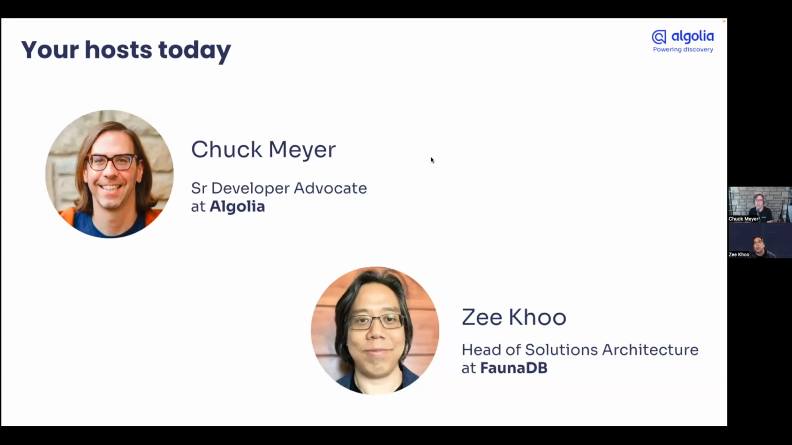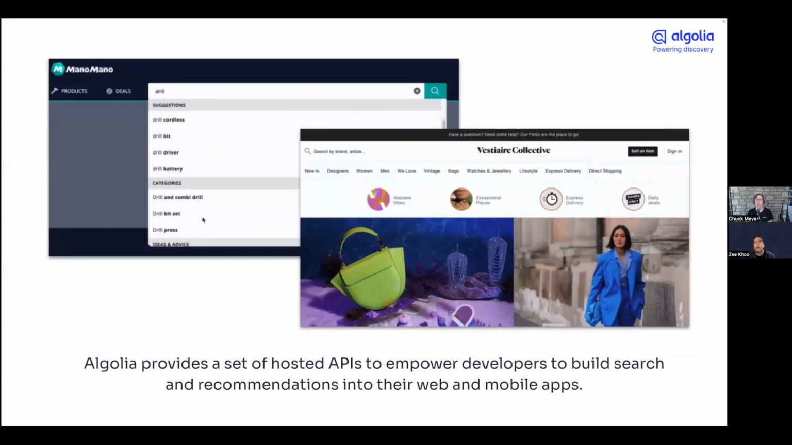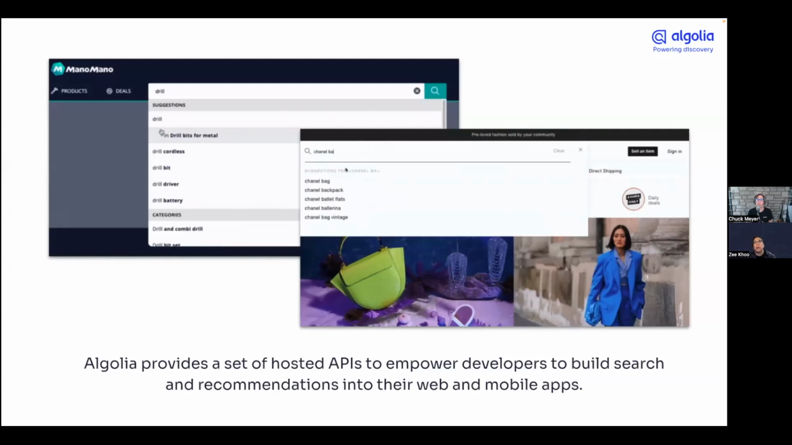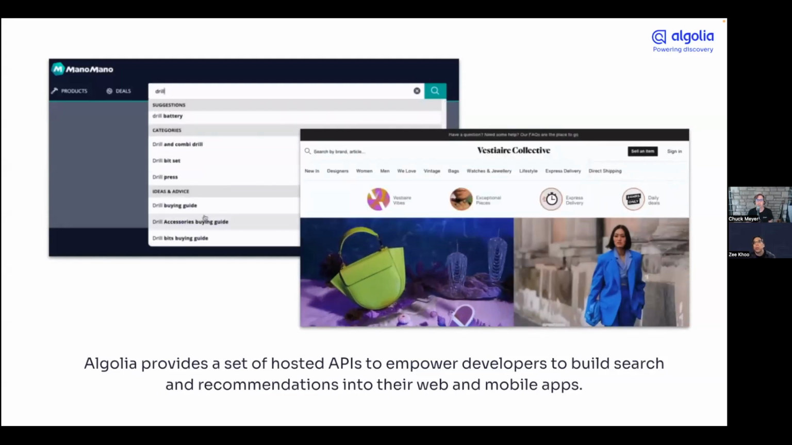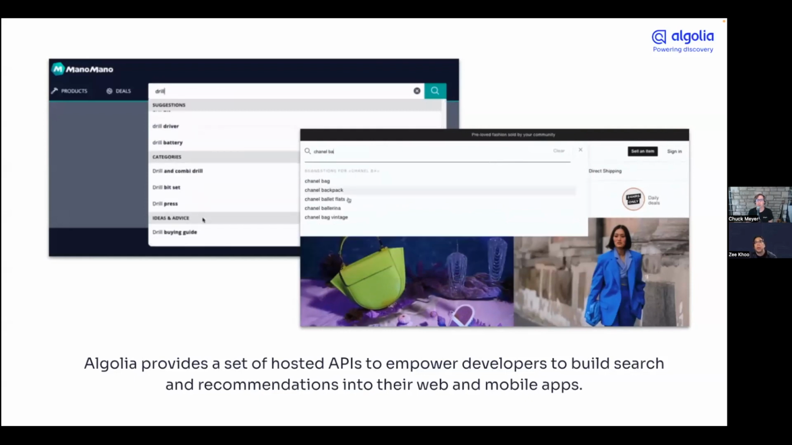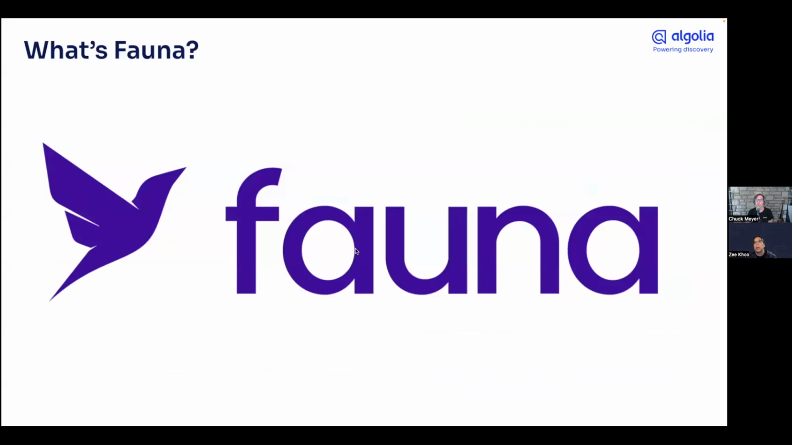Before we get into the topic at hand, for folks that aren't familiar with Algolia, we provide a set of hosted APIs for developers. It empowers you to build search and recommendation experiences directly into your applications, whether they're mobile applications or web applications. And that's kind of the core of what we do. Zee, do you want to talk a little bit about Fauna and what Fauna brings to the table?